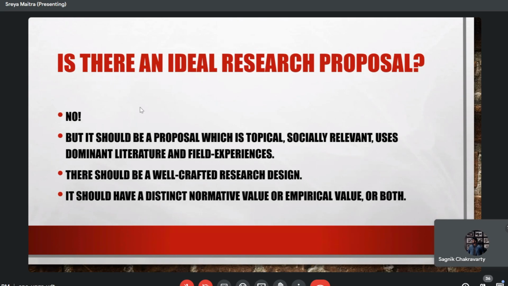It should be socially relevant, because in social science, if we do something which is not socially relevant, then usually people are like, what are you doing? It should use the dominant literature that is existing, and it should use your individual field experiences. There should be a proper, well crafted research design, and there should be a distinct normative or empirical value to your work, or there should be both.